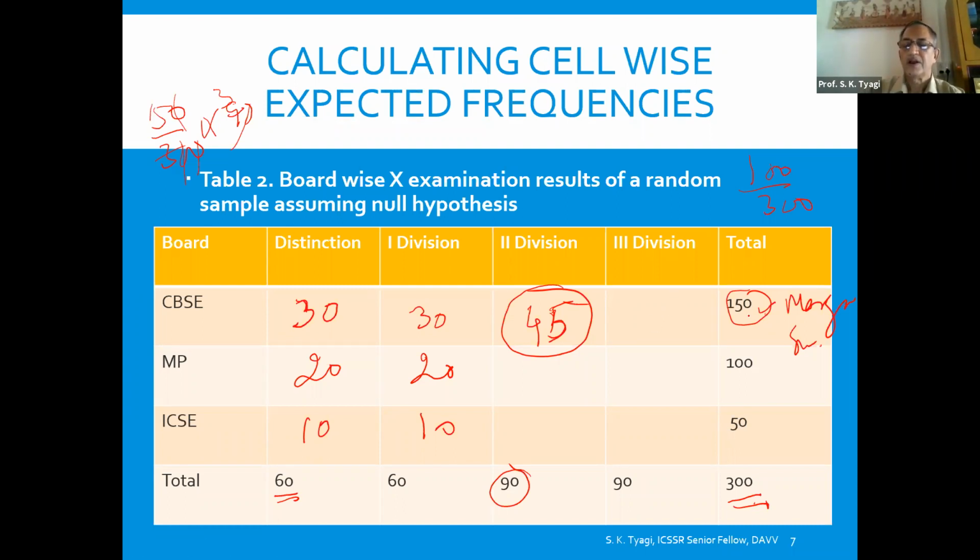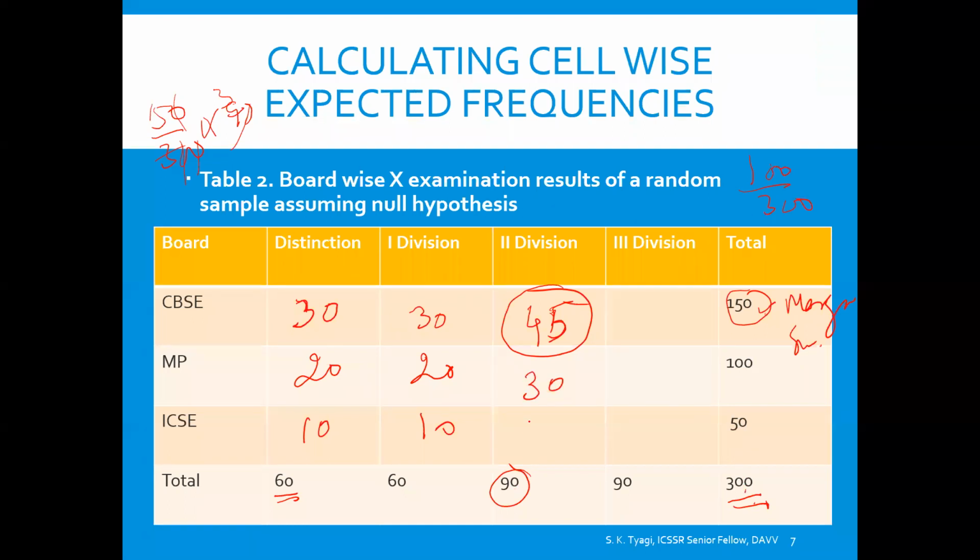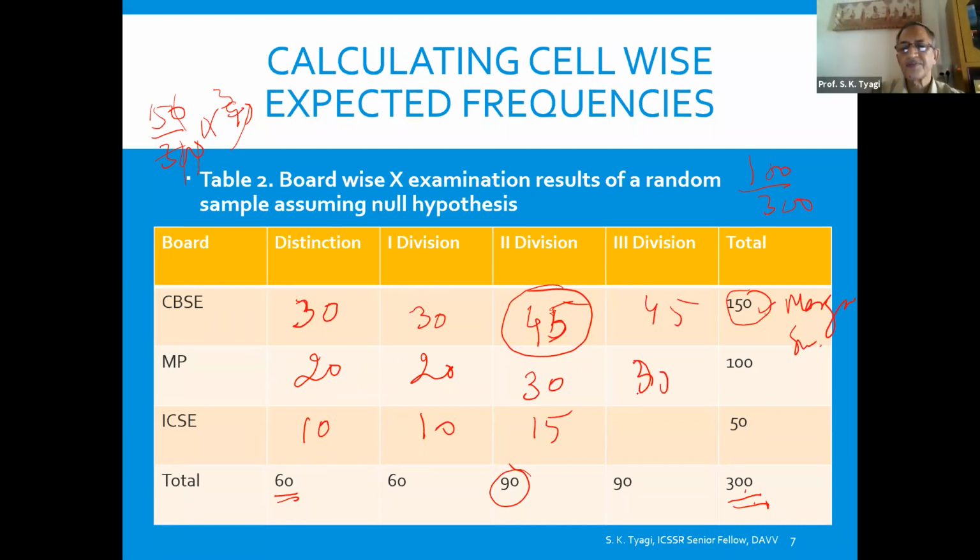Now 150 is half of 300. Therefore, it will be half of 90, 45. This is 1/3. So 1/3 of 90 is 30. 1/6 is 15. So 45, 30, 15. This is how these are calculated.